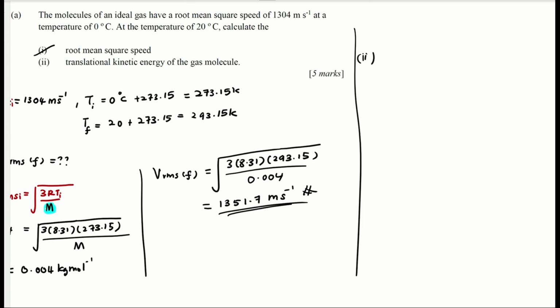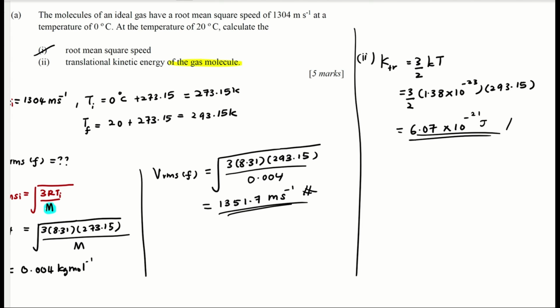So now we want to calculate the translational kinetic energy of the gas molecule. So this is very easy. We can just use the equation of the translational energy of the gas molecule. Okay, so translational energy for a molecule is 3 over 2 kT. K is 1.38 times 10 power of negative 23, and the temperature is 293.15. Okay, so make sure you write the correct unit, 6.07 times 10 power of negative 21 joule. Alright, so this is the answer.